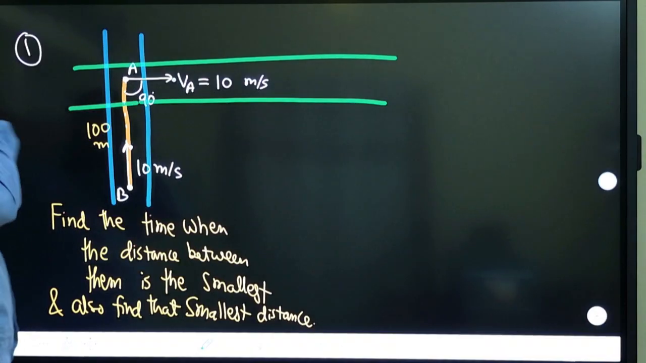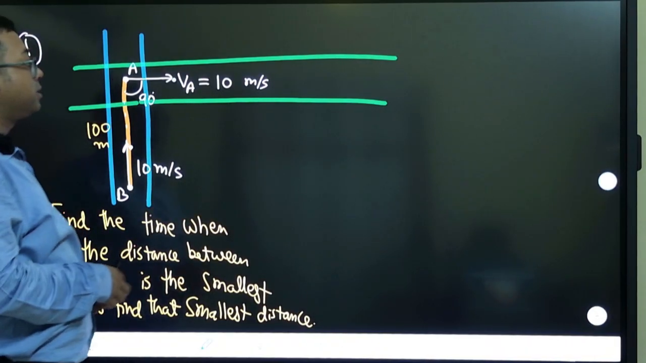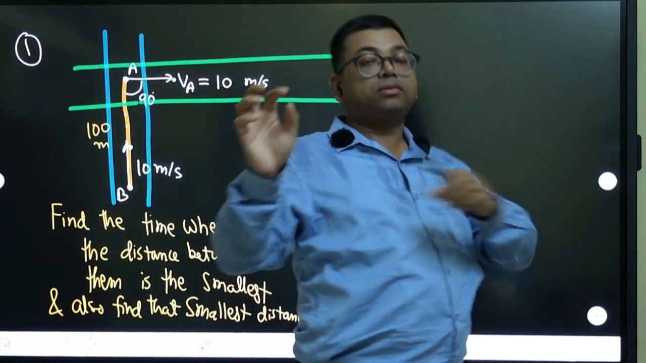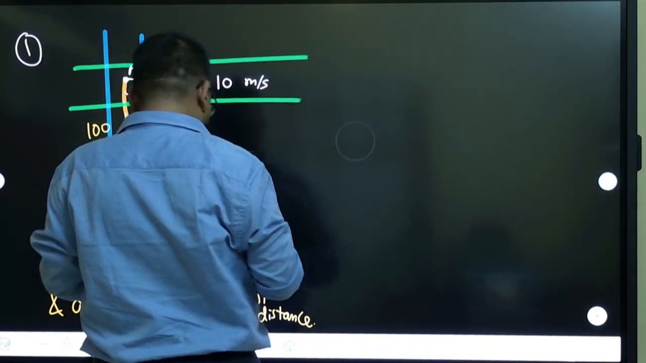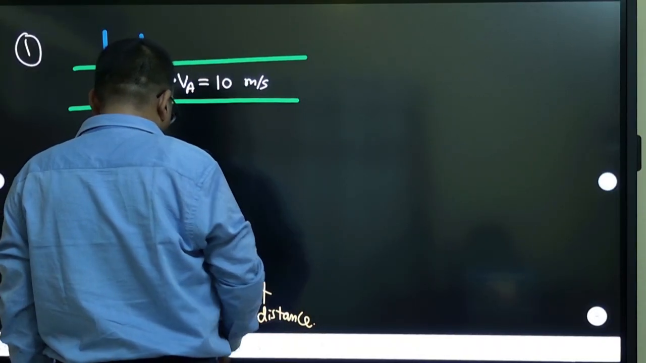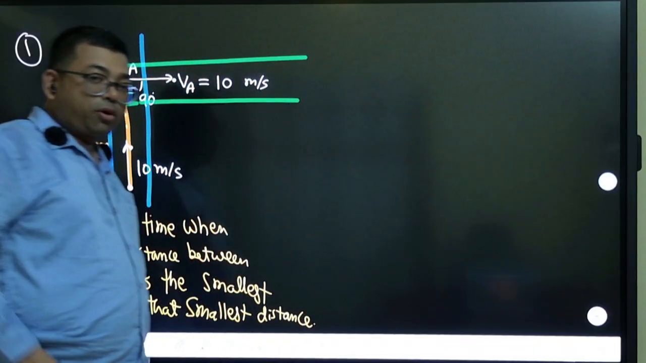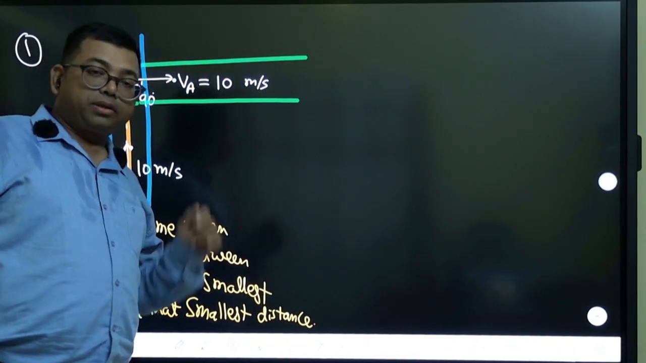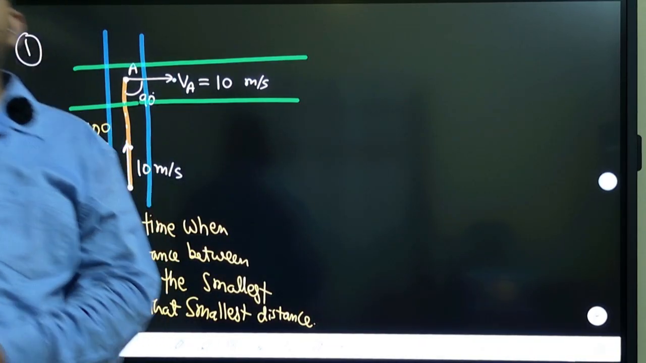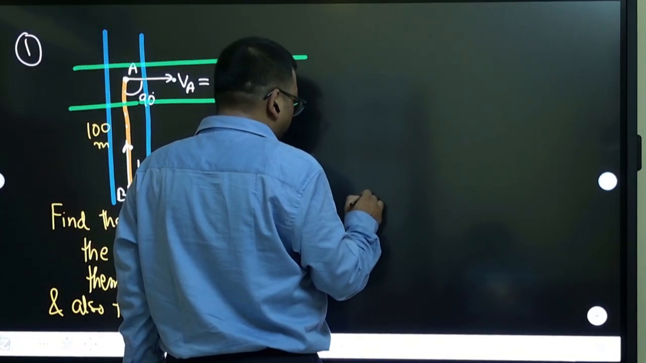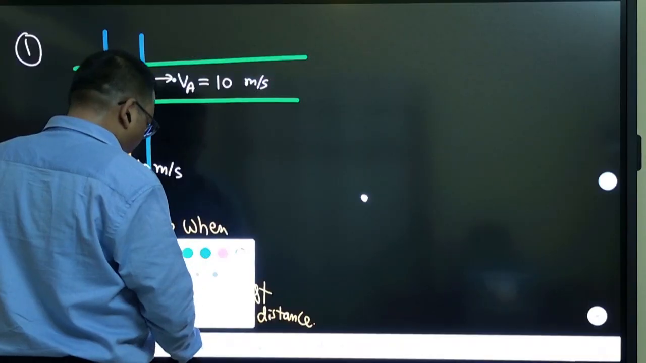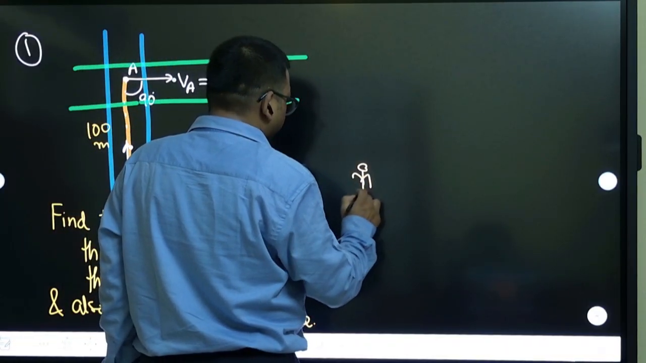So let us study relative motion now, because when you take relative motion, one will stop. Which one should we choose as observer? Should I take observer A or B? B is the observer. So we will make B rest. B is now at rest.